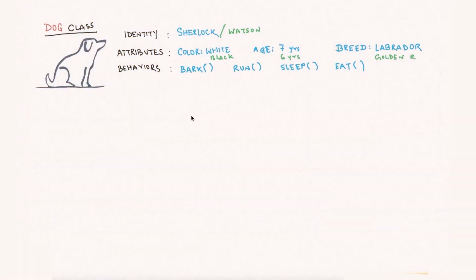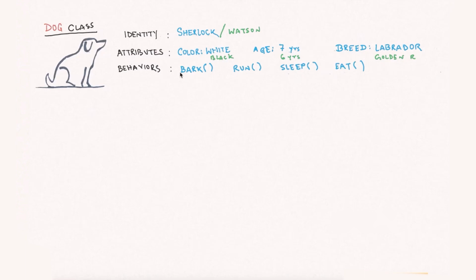So let's get back to our discussion about classes. Now that we understand methods and also variables and their values, this would be a bit easier to understand. Remember when we talked about a dog object? A dog object can have an identity. Here we have Sherlock as the identity of the dog object. It can have attributes like color, age, and breed, and there can be many other attributes. It also has some behaviors named bark, run, sleep, eat, and it can have other behaviors.